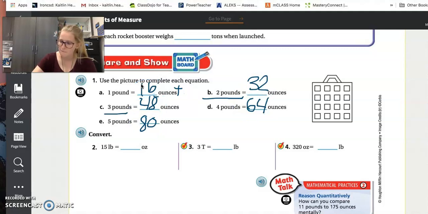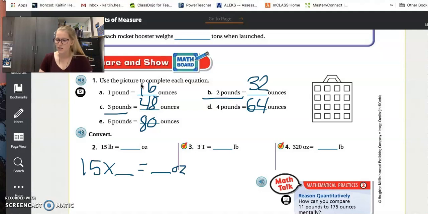Okay. Now, what if I had 15 pounds and I wanted to know how many ounces? So pounds are bigger than ounces, so I'm going large to small, so I'm multiplying, and I'm starting with my 15. So I'm going to say 15 times something will equal something ounces. Now, what do I have to times it by? 16, because there's 16 ounces in each pound. So you're going to go ahead and multiply those.